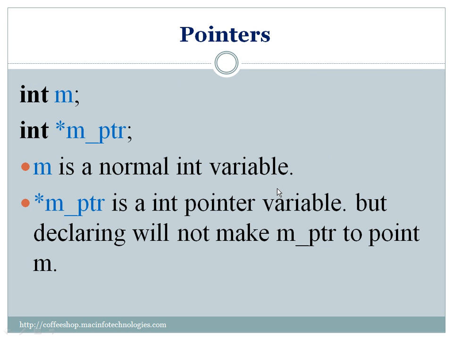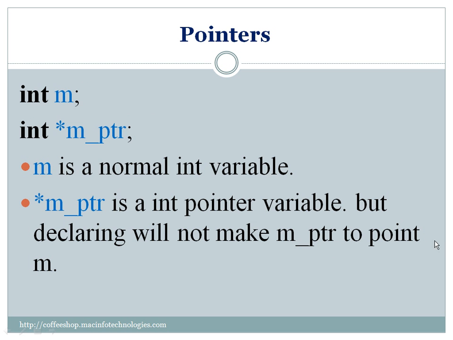So pointers. What are pointers? Pointers are variables. Like a normal int, we have int m, and I've declared one more variable, int *m_pointer. The asterisk symbol, the star symbol, and m_pointer is a variable. You can give any name: *a, *b, *m, *x, *z, whatever you like. So this is a pointer variable. m is a normal int variable, and m_pointer is an int pointer variable.